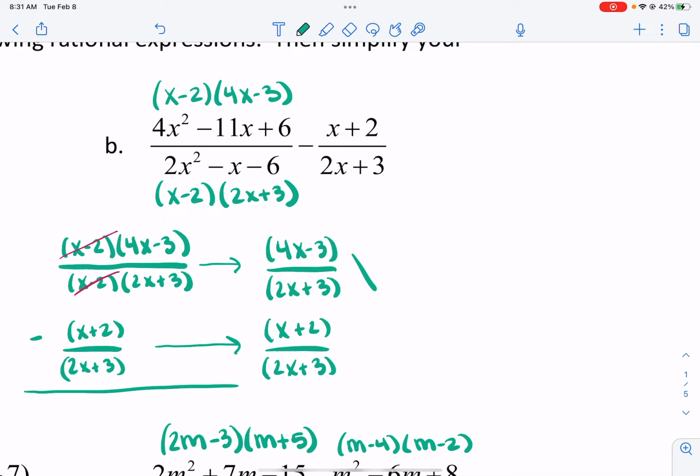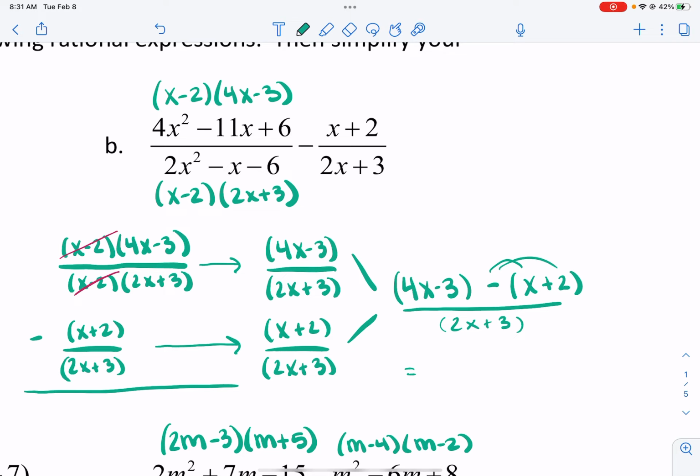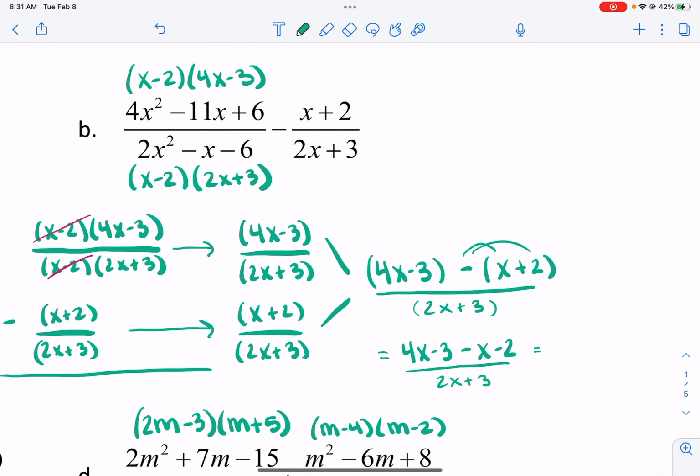We're going to put these together, and we're subtracting. So I'm going to take 4x minus 3, and we have to be really careful here because we're subtracting the quantity x plus 2 all over 2x plus 3. So we do need to distribute that to make it 4x minus 3 minus x minus 2. And simplify one more time. That gives us 3x minus 5 all over 2x plus 3.